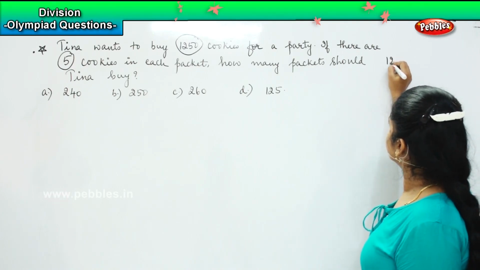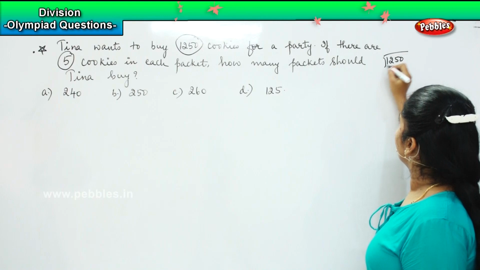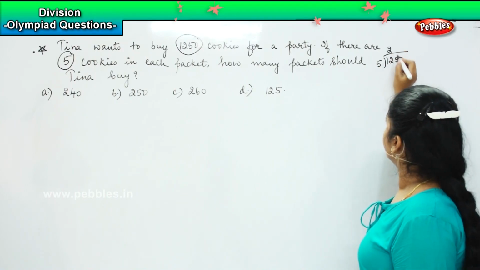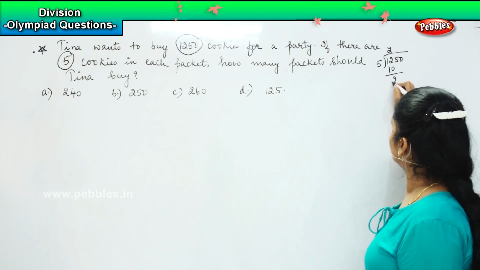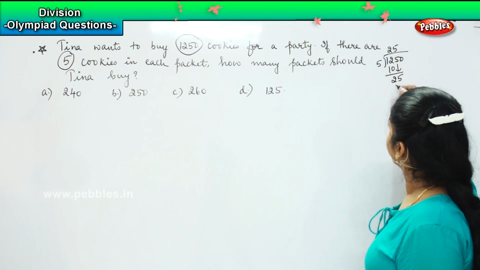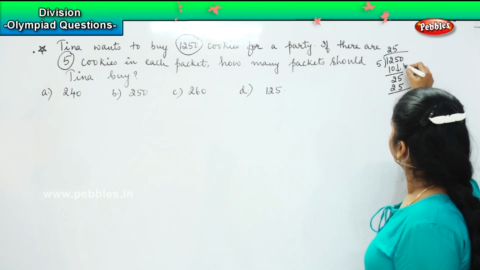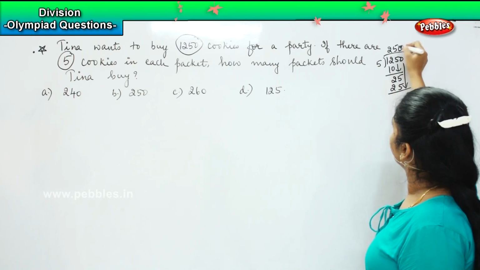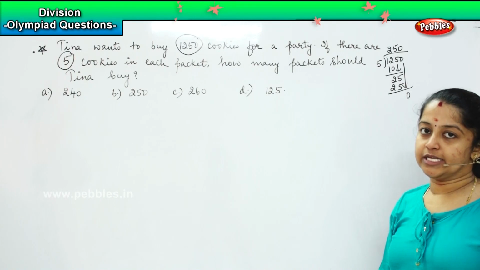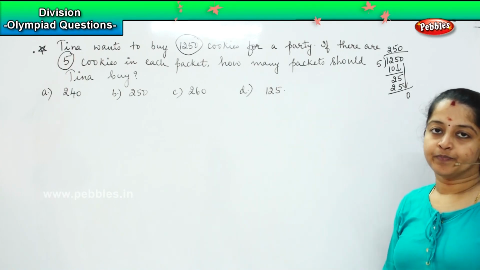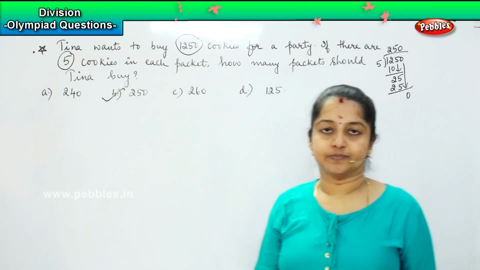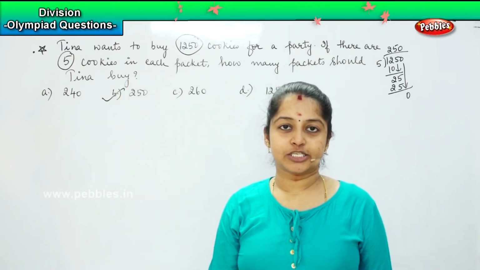Okay, so 1,250 divided by 5. So 5 ones are 5, 5 twos are 10. So 2, this 5 will come down. 5 into 5 is 25, and then this 0 will come here. So she needs to buy 250 packets of cookies in order to have 1,250 cookies. Okay, so option B 250 is the right answer. Clear? Shall we move to the next one?